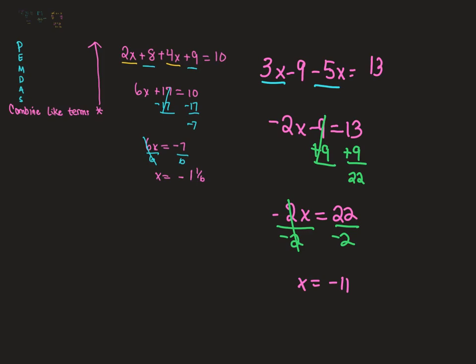So let's see what I did. I combined my like terms, like I said before. I got negative 2x minus 9 is 13. Add 9, that makes 22. Everything in pink is where I rewrote it. Divide by -2, divide by -2, that's a -11.